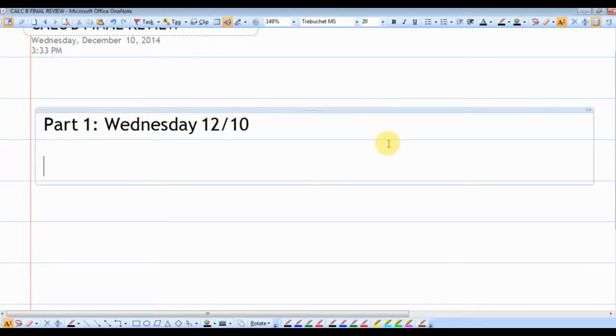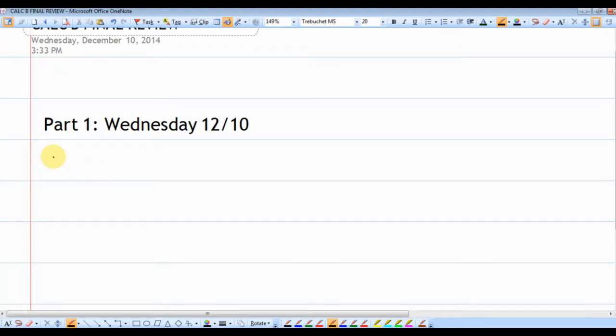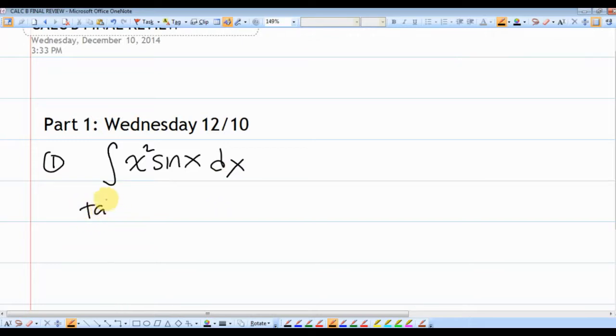Okay, let's just start with this. I think we're just going to go through these. Question 1, we have an integral of x squared sine x dx. I'm going to use the tabular method. Integral by parts.